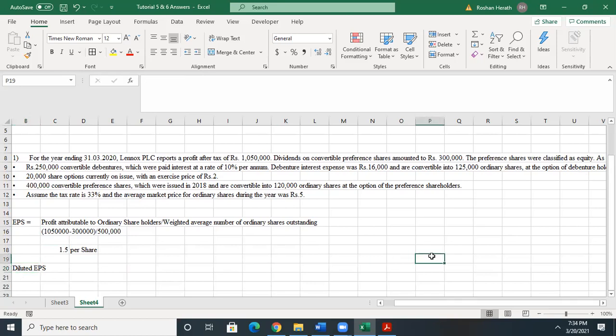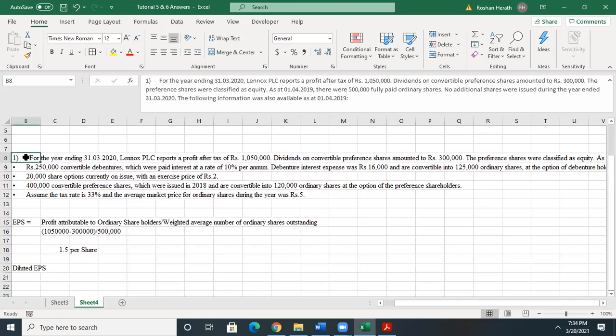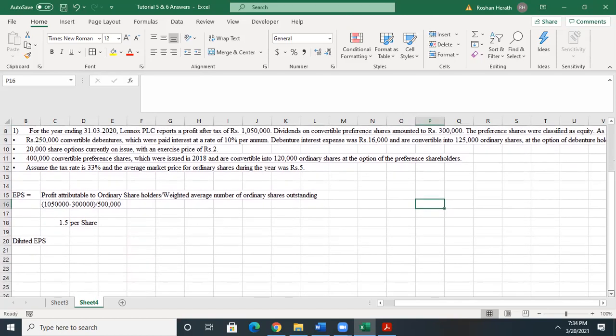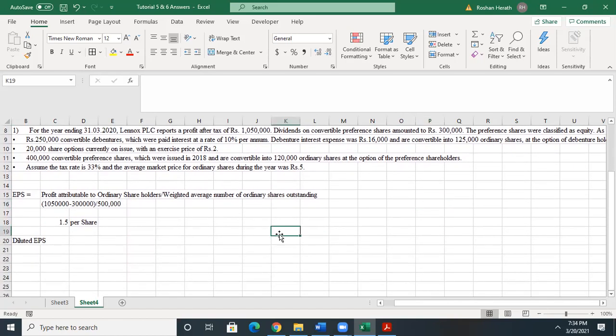Right? When you come to this question, there are different kinds of potential ordinary shares. So you need to consider each of these categories separately. We call it the potential ordinary shares. So you can see that there are different categories.